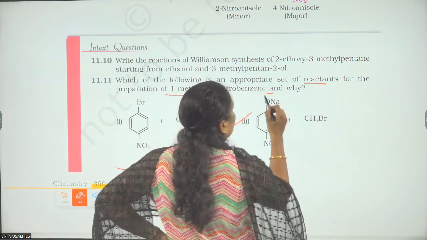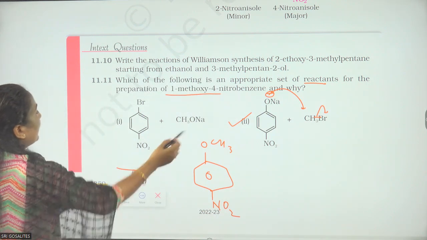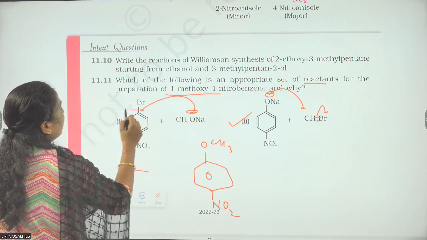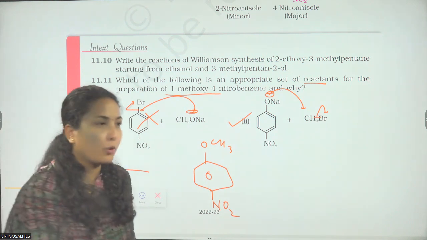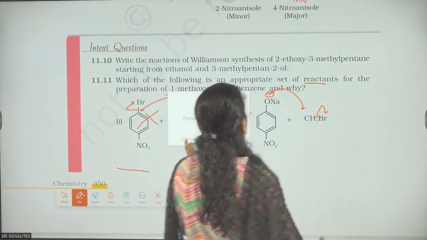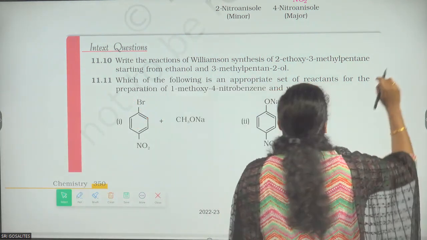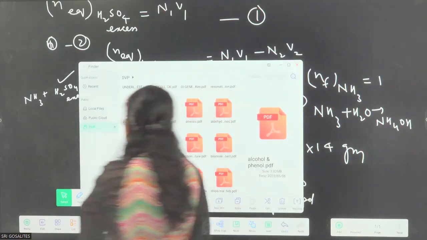The second one, right? So you will have O minus like this, because it is not possible to have the other. If you are considering this, then you have to break this bond, and it is difficult to break this sp2 carbon and halide bond. So with this, your alcohol, phenol, ether is done.